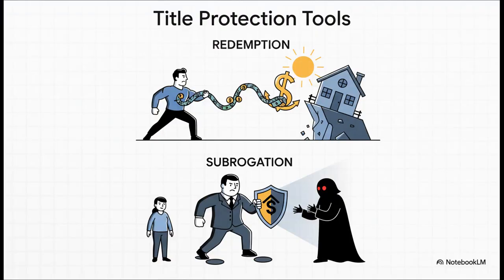Now, let's quickly hit 2 more key protection concepts. First, redemption. Think of this as the ultimate emergency brake. It's your right to stop a foreclosure dead in its tracks by paying off the entire debt before the property is sold. Then you have subrogation. This is the title insurance company's superpower. After they pay your claim for a title problem, they get to step in your shoes and go after the person who caused the mess to get their money back.